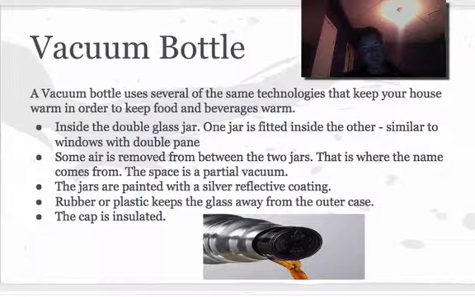The jars are painted with a silver reflective coating. Again, for reflective purposes, it's going to prevent the transfer of heat. And then rubber or plastic keeps the glass away from the outer case. And then the cap is also insulated, so it's filled with insulation so that heat isn't lost through the cap as well. So you're going to have to actually make one of these vacuum bottles, so you might want to take a look at the diagrams and such, and in the activity I'll run you through it, no problem.